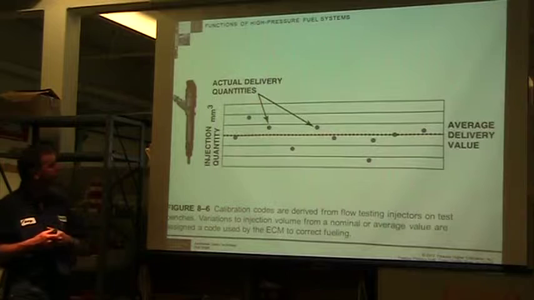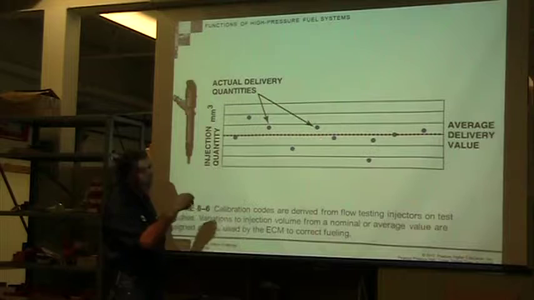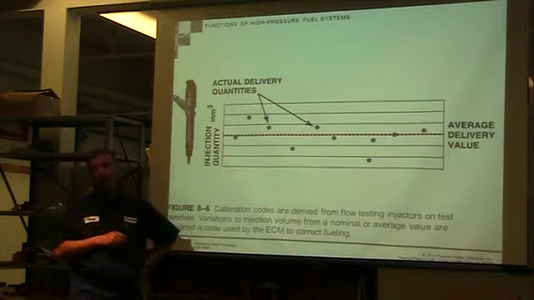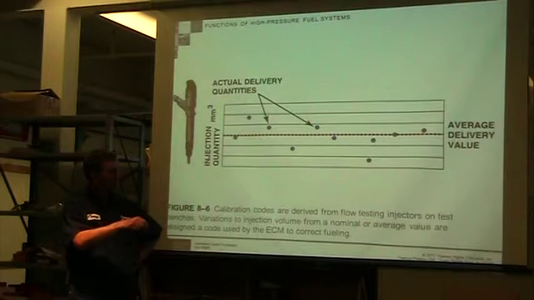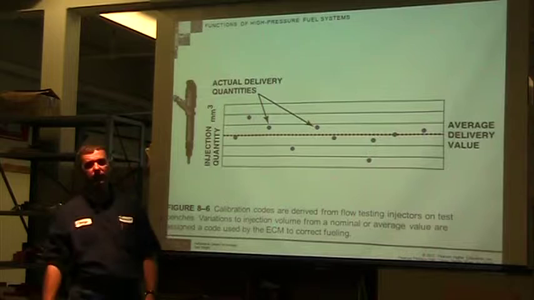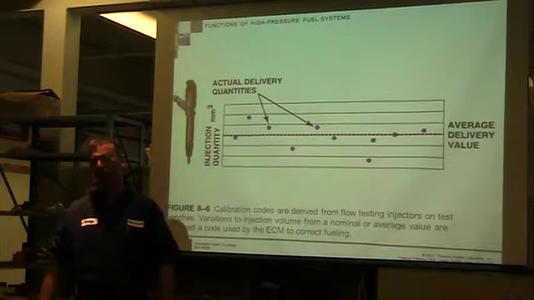So once we start injecting, here's my average fuel injection delivery value. But with electronic injection, instead of being a linear value like you might find with a mechanical system, it's constantly adjusting itself, trying to make the engine as smooth as possible. This is the average, but the actual injection delivery value is going to be varying to try to make it smooth.